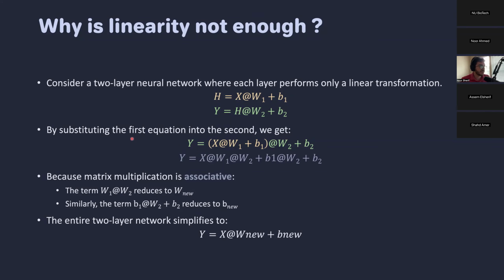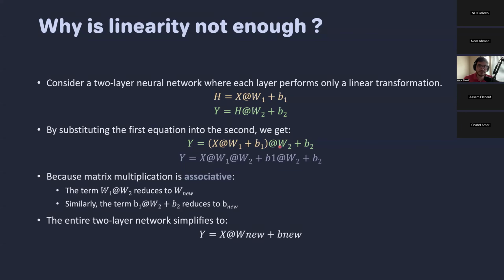So if we just take this equation, y equals h times w2 plus b2, because we have the value of h, we can just substitute h for its value that we have here, which is x times w1 plus b1, right? And then remember last time we talked about the distributive properties of matrix multiplication. So if you have a term like this, we can distribute the W2 into this expression here.